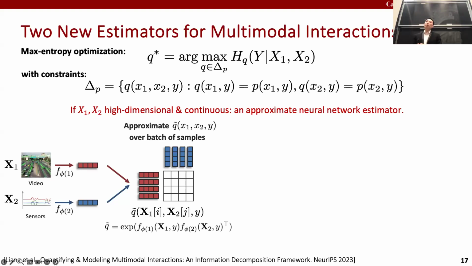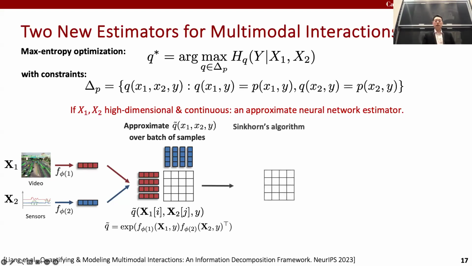So this Q tilde can be learned by neural networks, right? Q tilde can be learned by extracting features from videos, by extracting features from sensors, and taking an outer product between them. So that turns something that is 4 by dimension and 4 by dimension into a 4 by 4 matrix. So that gives you a way to parameterize these approximate distributions Q tilde over a small batch of videos and sensors.